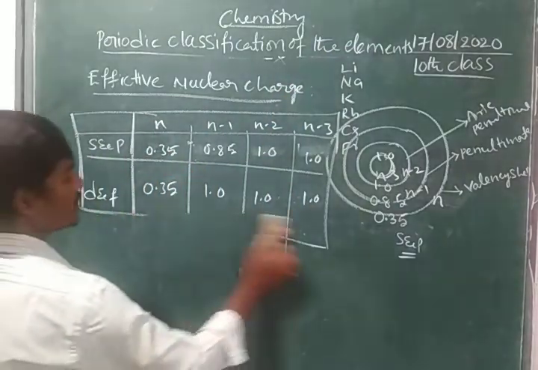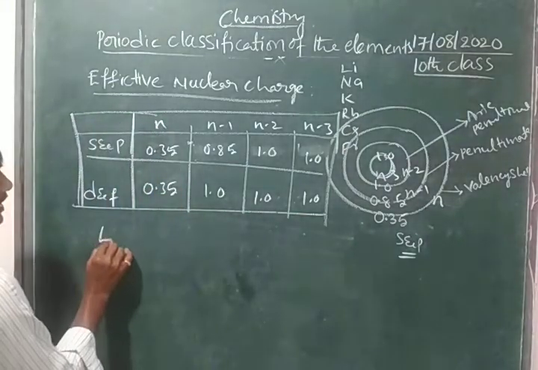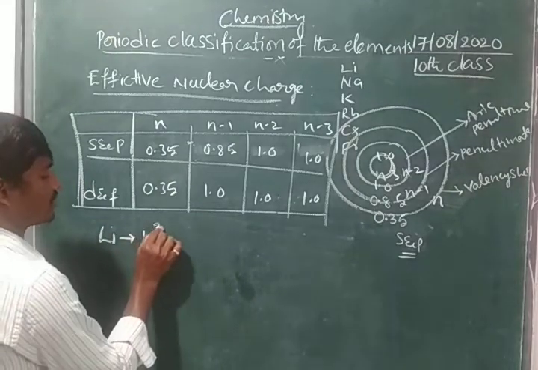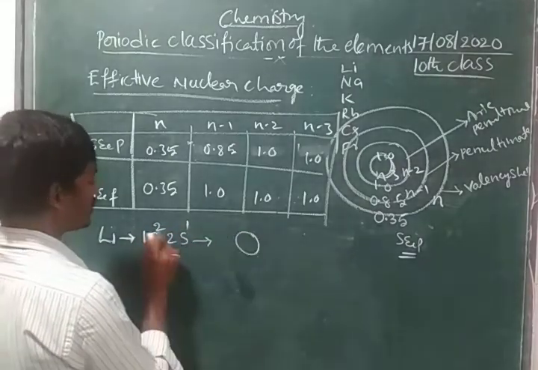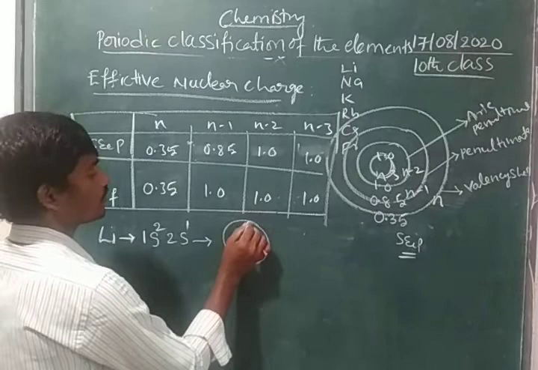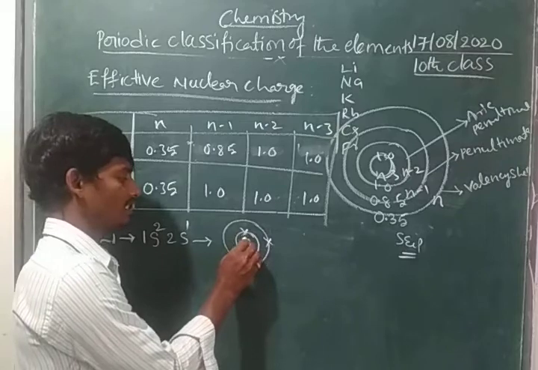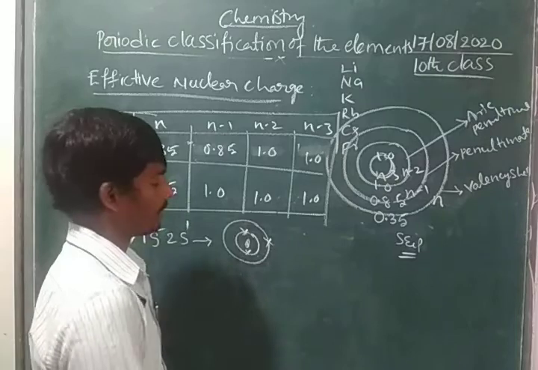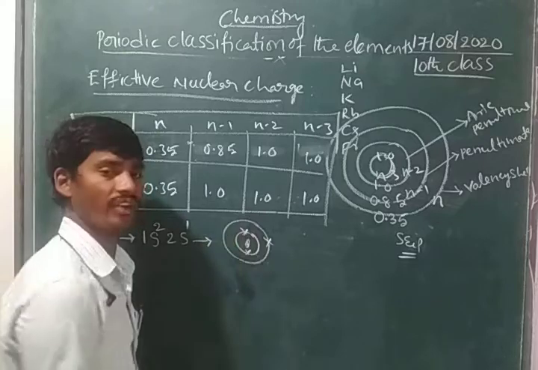See children, this is the table form, which is very important. Suppose we take lithium. What is the electronic configuration of lithium, children? The electronic configuration of lithium is 1s2, 2s1. So 1s2, 2s1 means the first shell consists of 2 electrons and the second shell consists of 1 electron. So this 1 electron is the valency electron. This is the nucleus. If these 2 electrons were not there, this electron would easily come to the nucleus. But here these 2 electrons act as a screening effect between the nucleus and the valency electron.